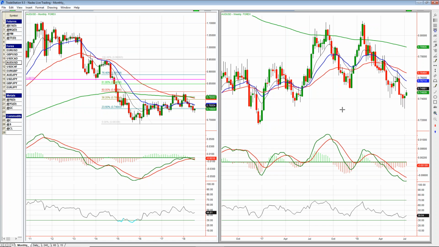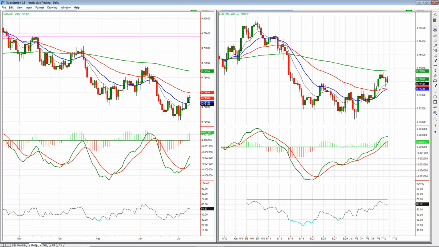Okay. So a lot of sideways action right here, and I'm not getting a lot of clues of things that I want to do here.